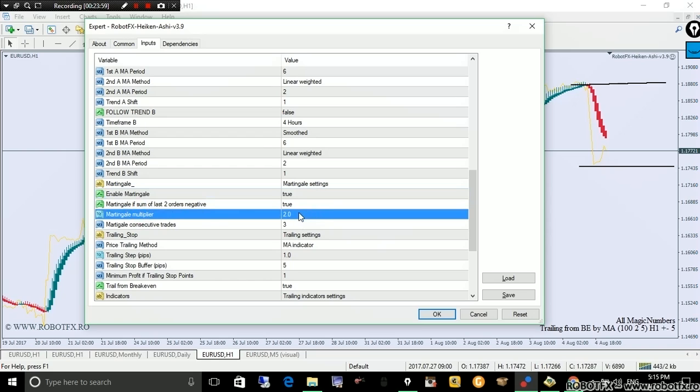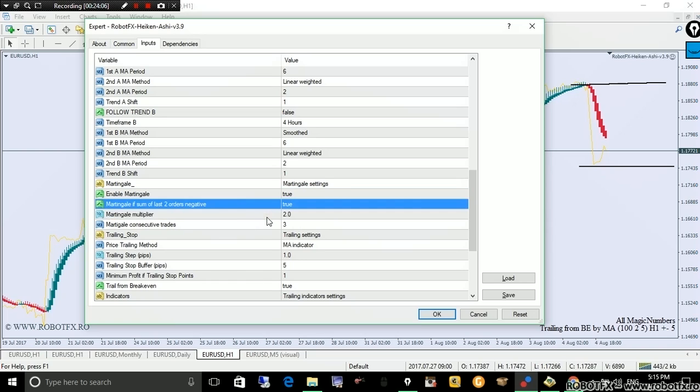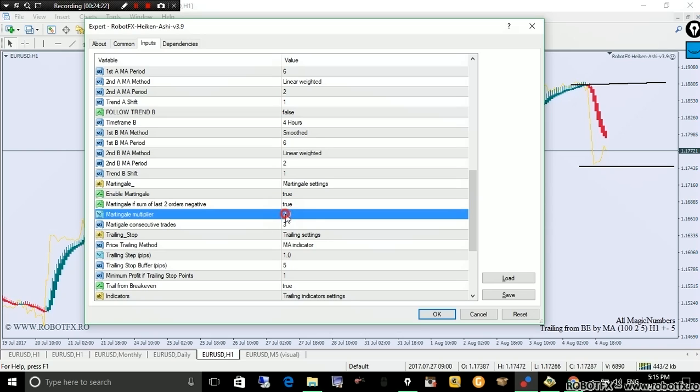There's also the Martingale multiplier, and this is the number of times the next trade or trades will be multiplied with the previous lot size if the previous trade or trades were negative. So if you traded 0.5 lot size and you lost, with the Martingale multiplier, obviously the next trade will be 1.